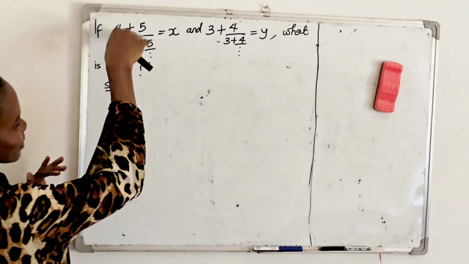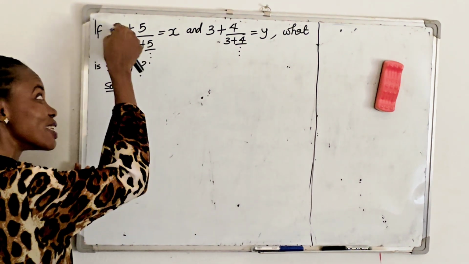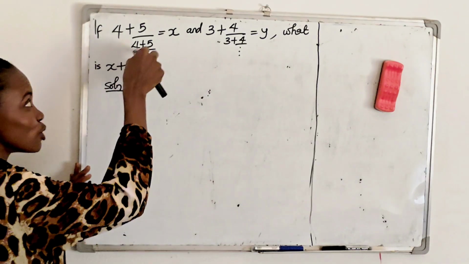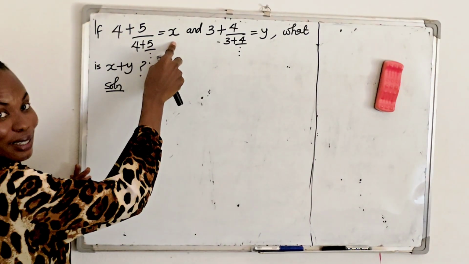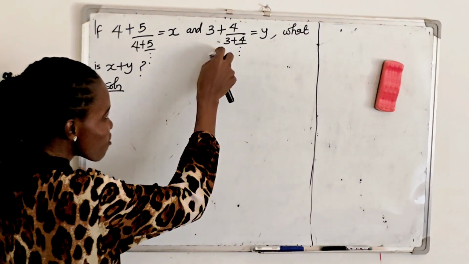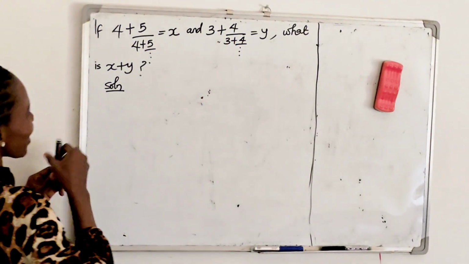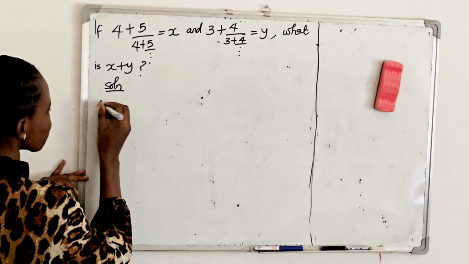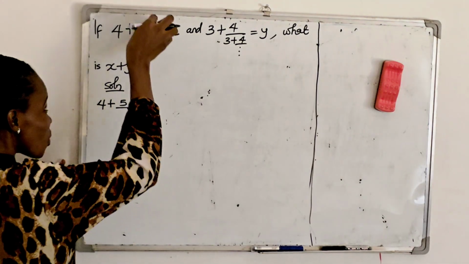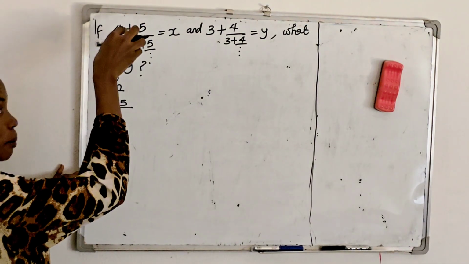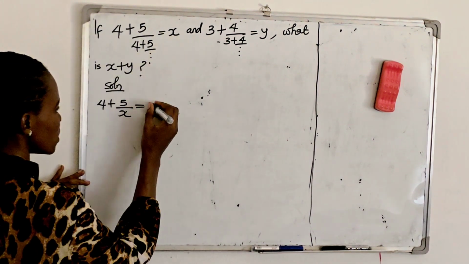Now, if you look at this, you will notice that this continuation, everything here, is still the same thing as everything here. So everything in this denominator is the same thing as the x. Are you seeing it? The same thing here. Everything in this denominator is still the same thing as the y. So I can write this as 4 plus 5 over, since this denominator is still the same thing as the original fraction, which is x.